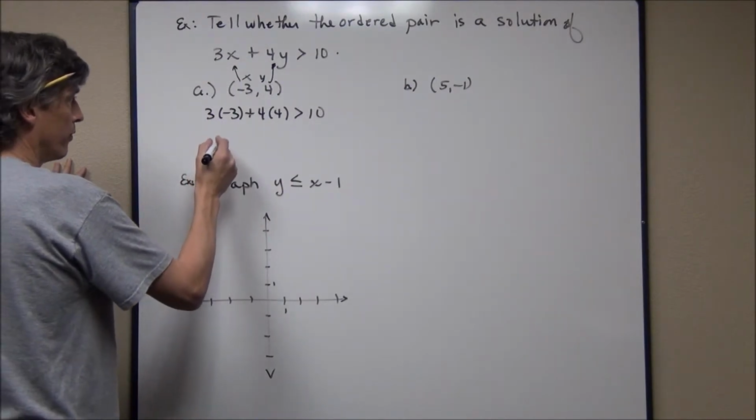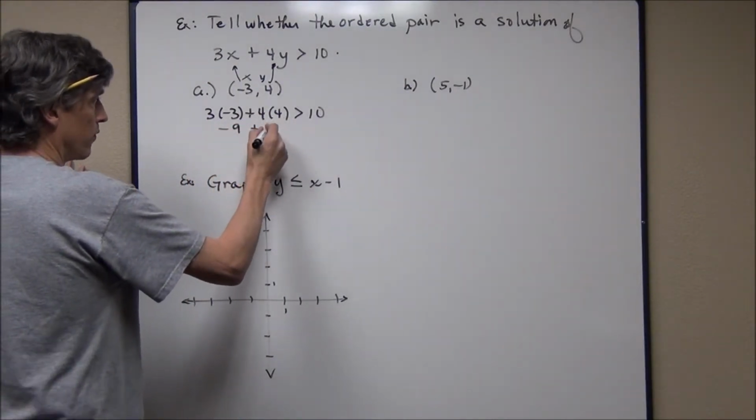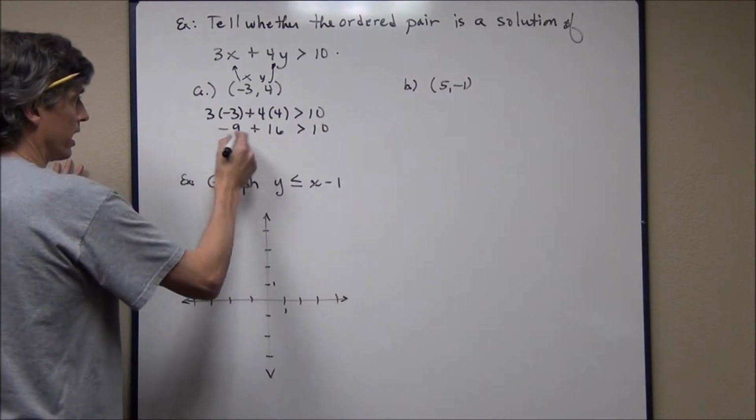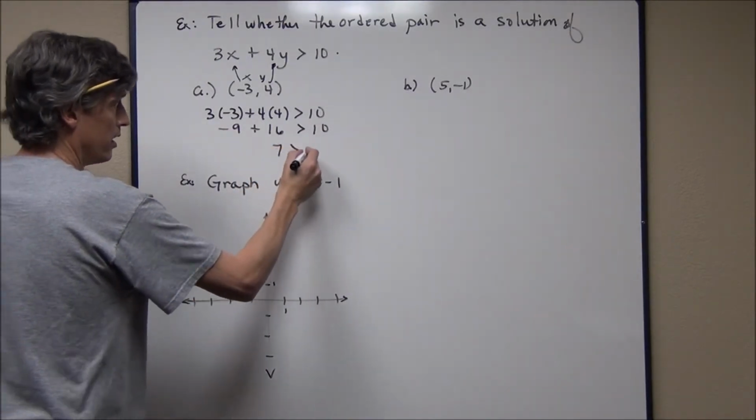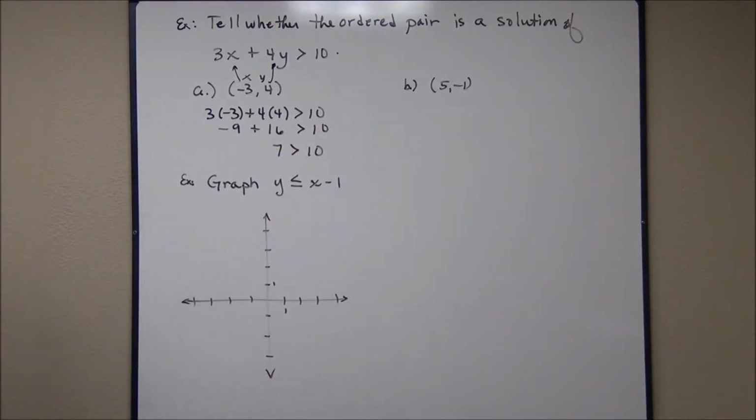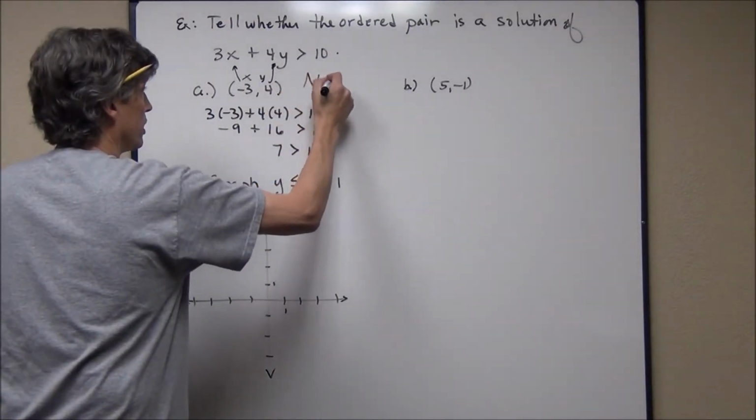3 times negative 3 is negative 9. 4 times 4 is 16. Negative 9 and 16 is 7. Oh, 7 is not greater than 10. So, nope, not this one.